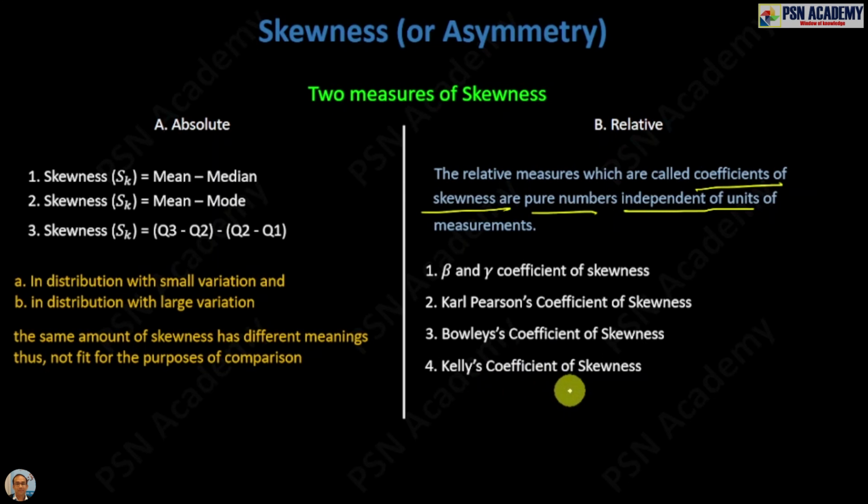The video is getting longer, so I will stop here and I will make 4 more videos, one for each of these measurements. Okay, so the next video will deal with number 1, that is the beta and gamma coefficient of skewness. And I hope that up till now, what we have discussed is clear to you.